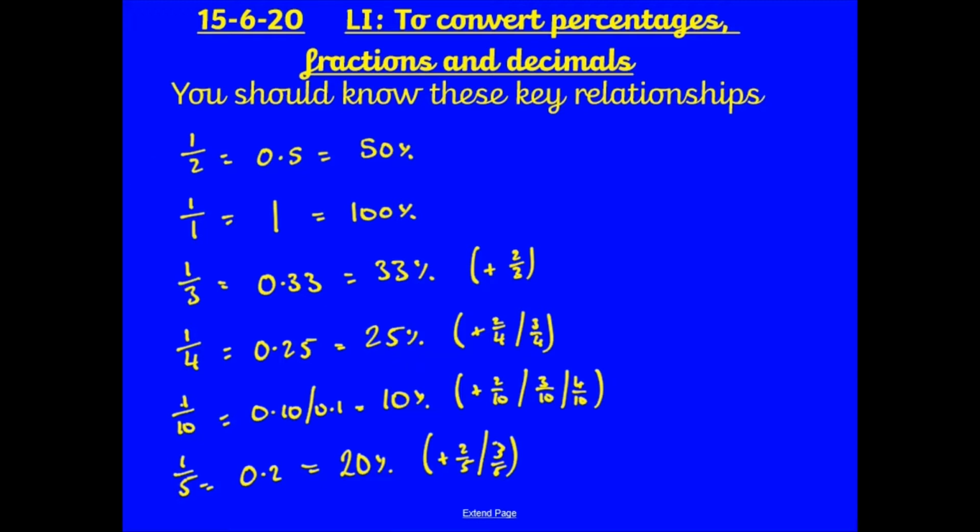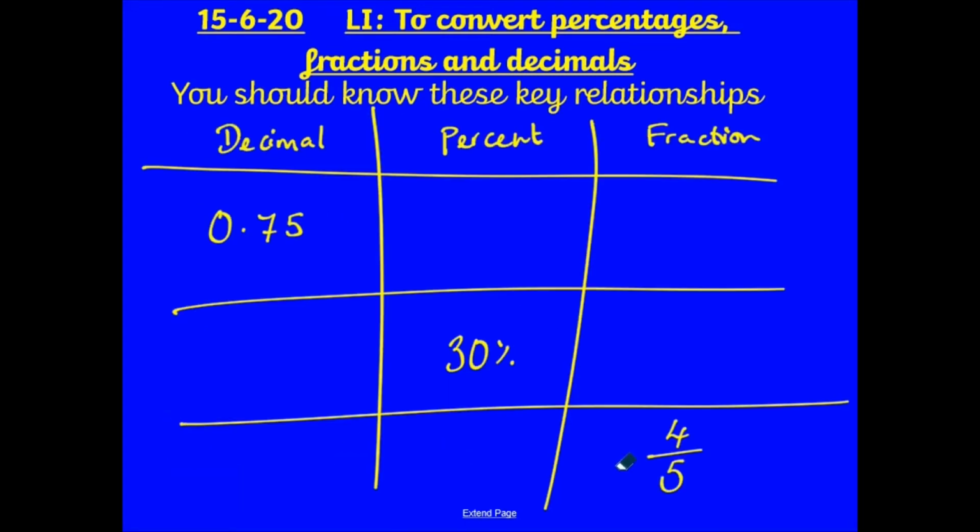Now, you should know these key relationships between decimals and fractions and percentages. So you really, really should remember off the top of your head, a half is equal to 0.5 and 50%. 1/1 is equal to 1, or 2/2, or 3/3, or 4/4 is all equal to 1, and that's 100%. A third, again, is 0.33, or 33%. And you should also then be able to work out 2/3. Well, it's double it, so it's 0.66, or 66%. A quarter, and you should also know what 2 quarters and 3 quarters are. Tenths, 2 tenths, 3 tenths, 4 tenths. And again, fifths as well. 1/5 is 0.2, which is 20%. So 2/5 would be 0.4, 3/5, 0.6, and so on.